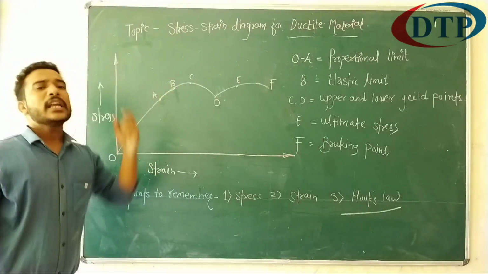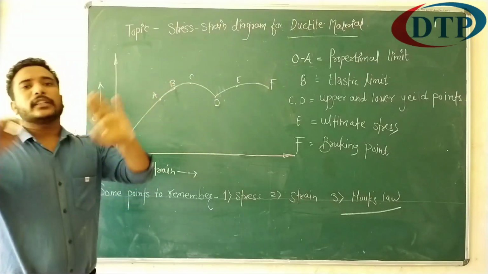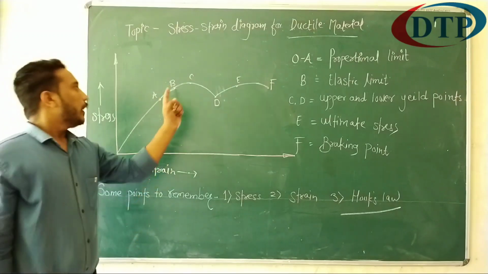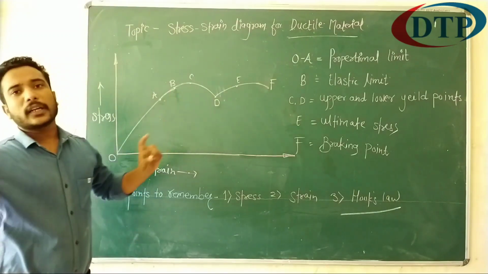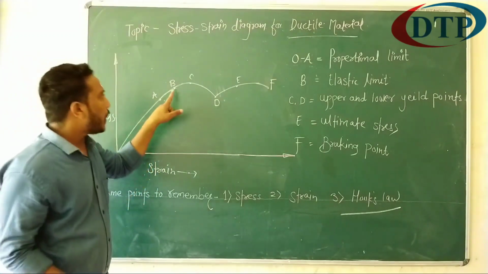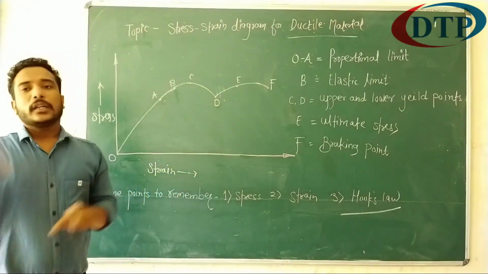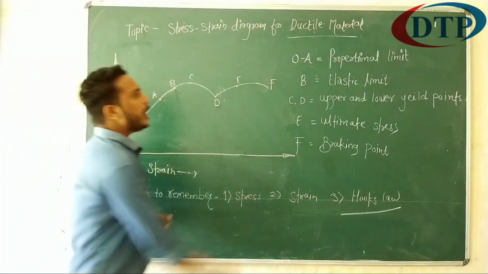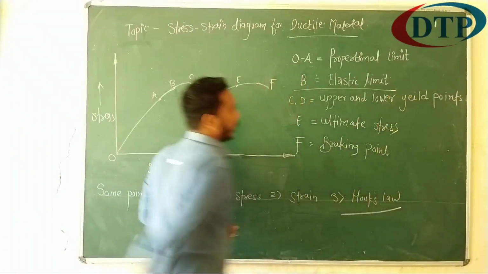What is the plastic stage? In the plastic stage, the material does not come back to its original size and shape on removal of external force. Up to point B, the material comes to its original size and shape, but after point B, it does not. So point B is called the elastic limit.